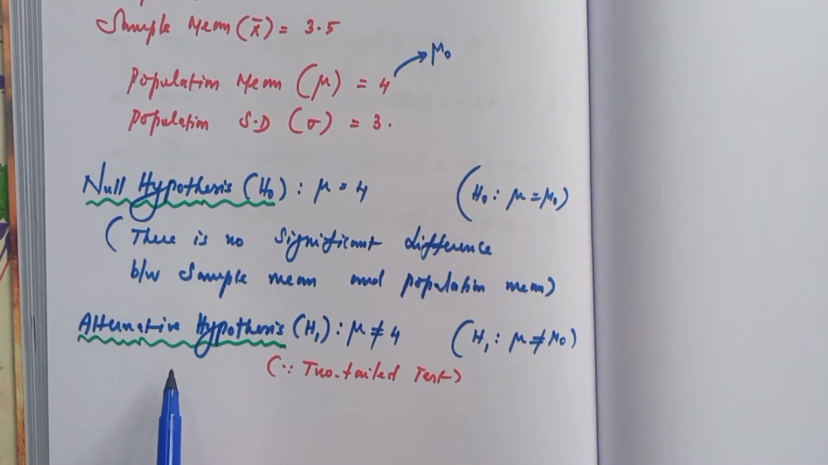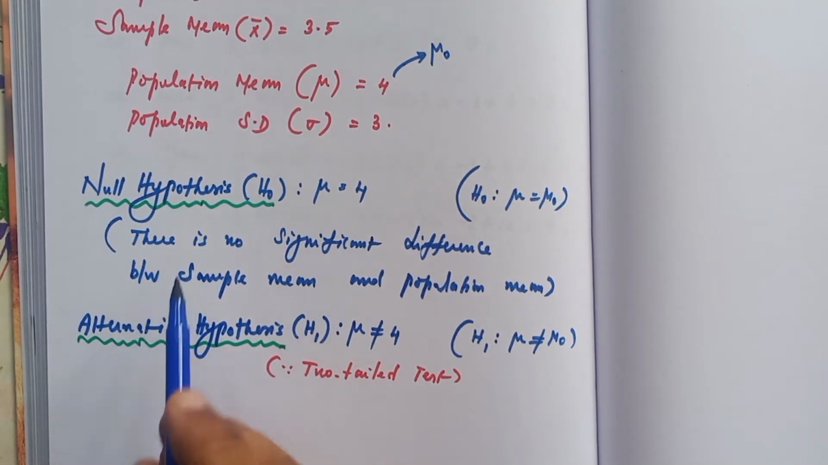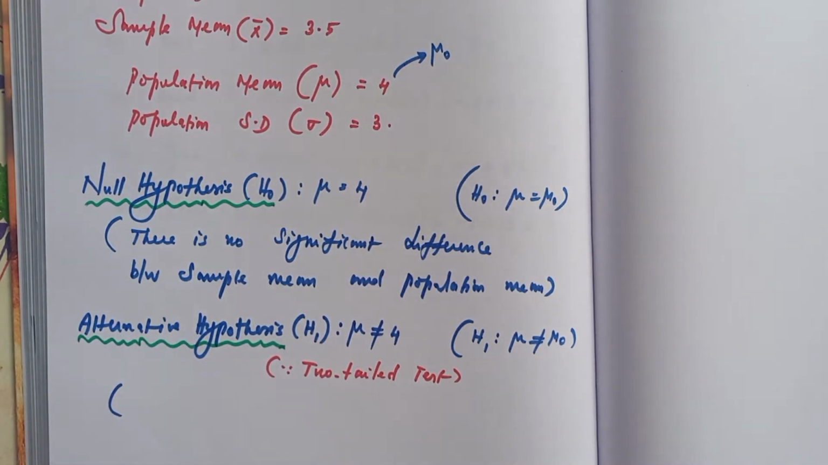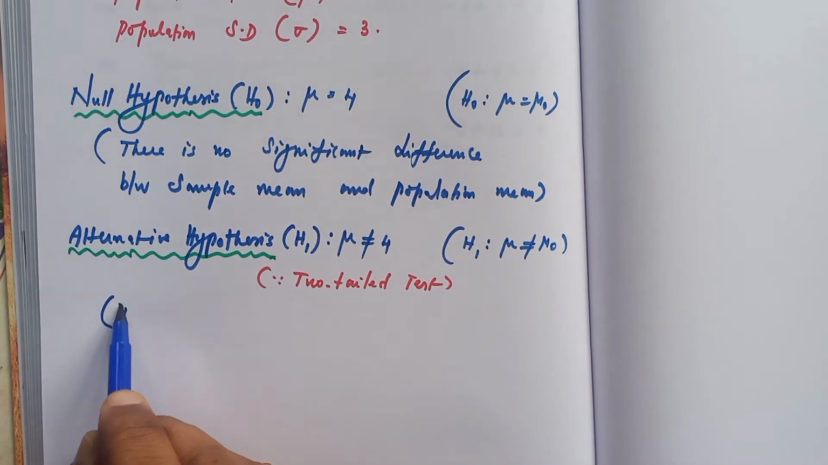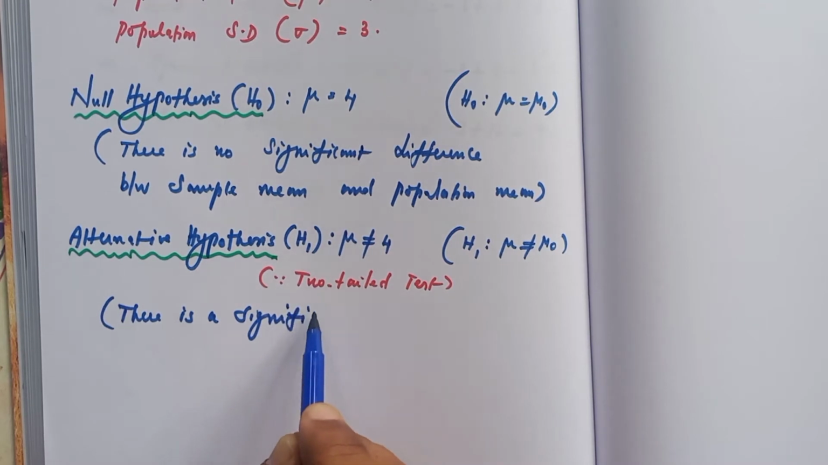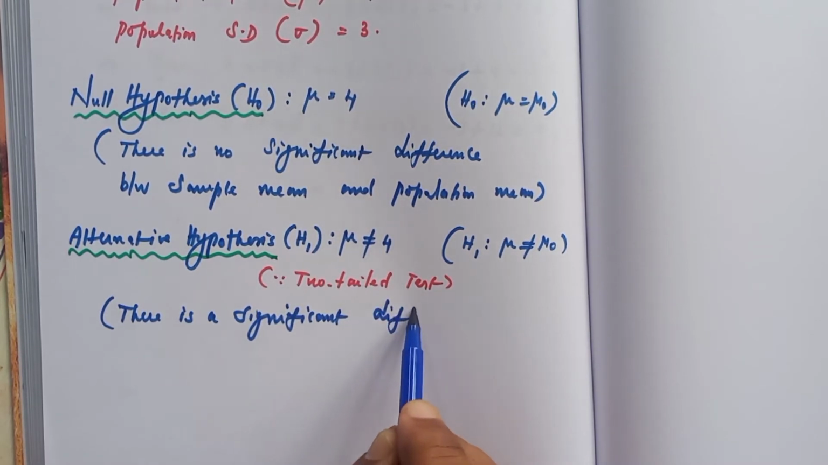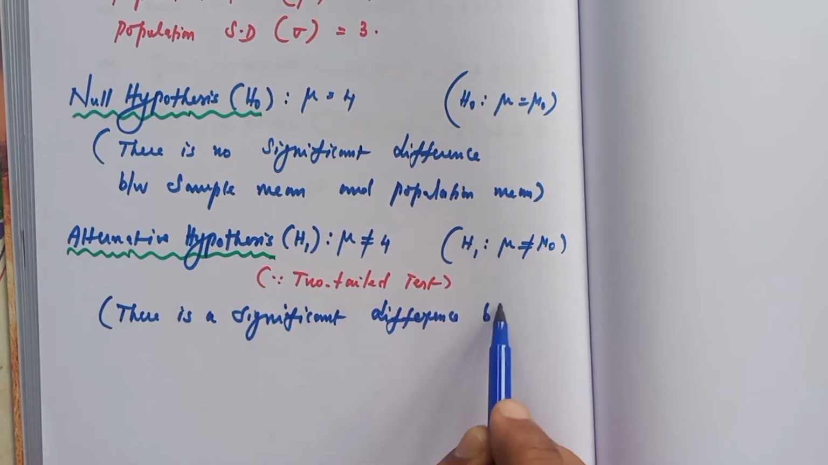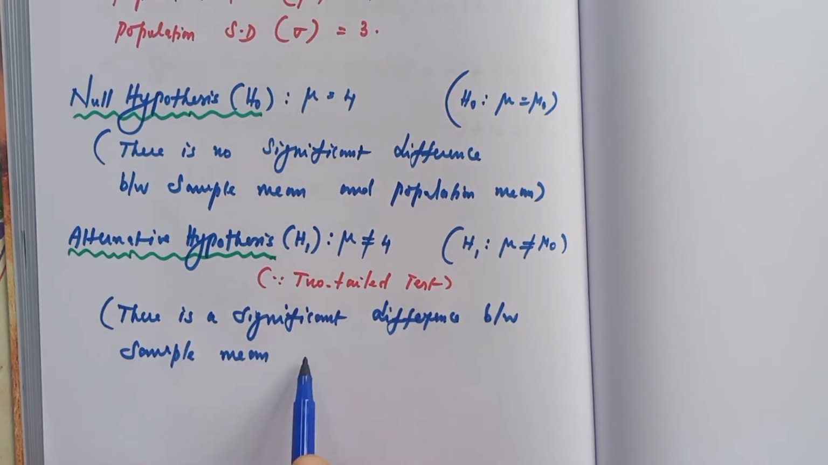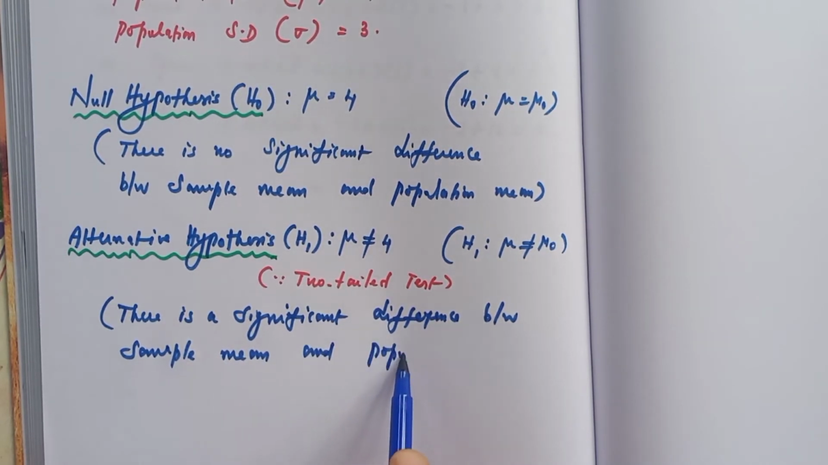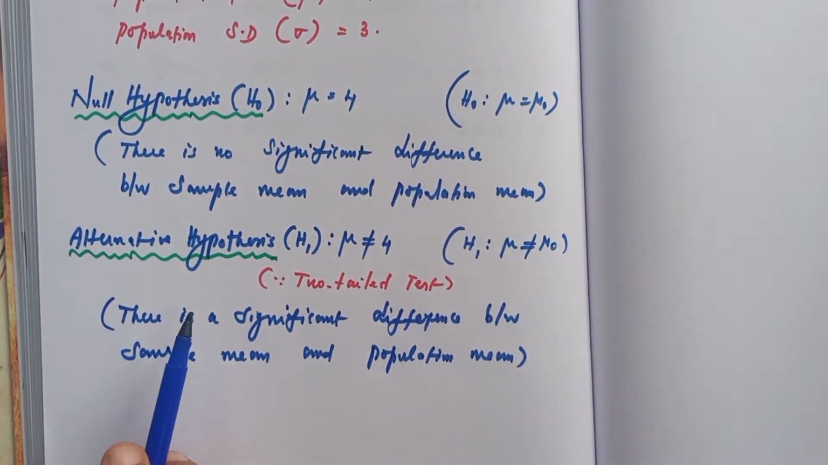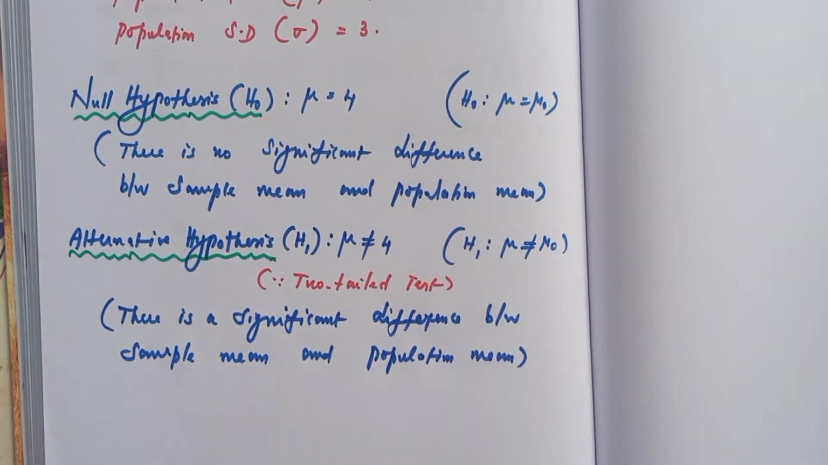The alternative hypothesis is the complement of the null hypothesis. What we mentioned in the null hypothesis is that there is no significant difference. Here we have to mention that there is a significant difference between sample mean and population mean. The alternative hypothesis is contrary to the null hypothesis.